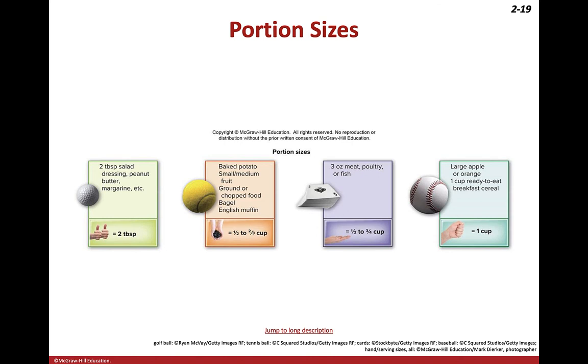A deck of cards is the exact size we should keep in mind when looking at a 3-ounce portion of meat, poultry, or fish. That's the recommended size overall. And then a baseball is a larger type of fruit or a cup of ready-to-eat breakfast cereal. There are other resources out there that you can take a look at to help you get a guesstimate of what typical portion sizes are.